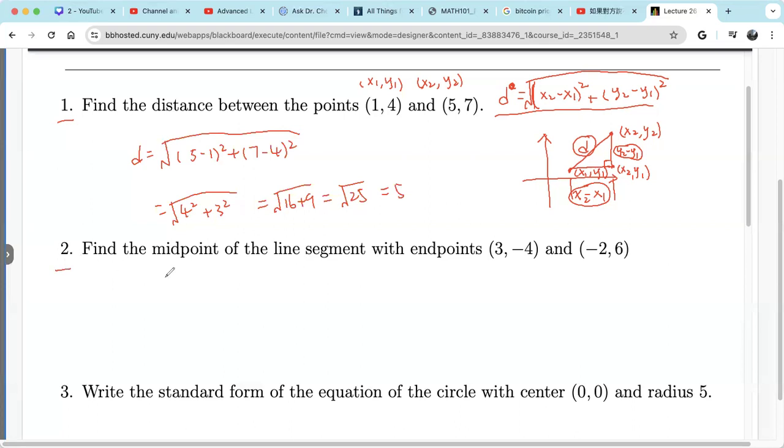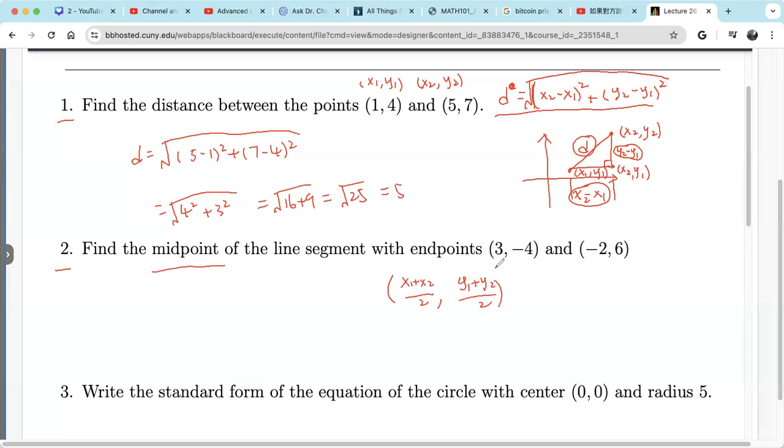Now let's see 2. Find the middle point of those 2. The middle point formula is this: the average value of x as the x coordinate, and the y coordinate is y1 plus y2 divided by 2. So it's the average of those 2 x values and of those 2 y values.